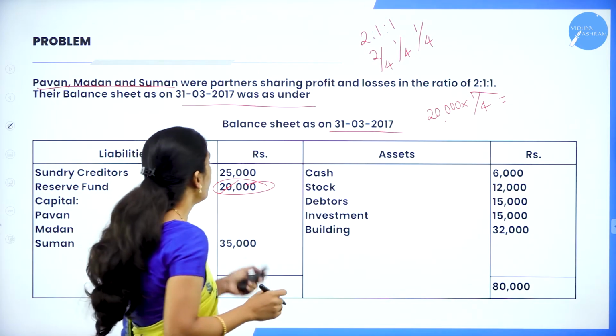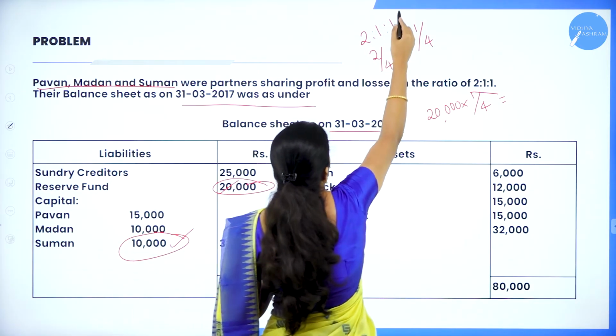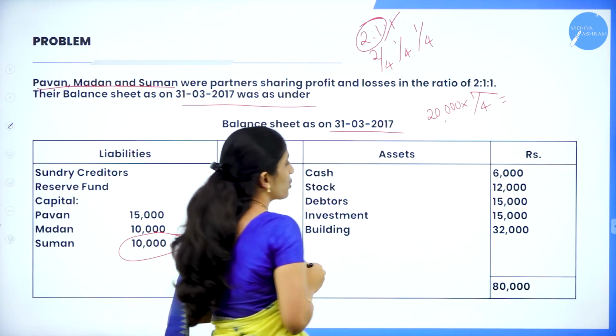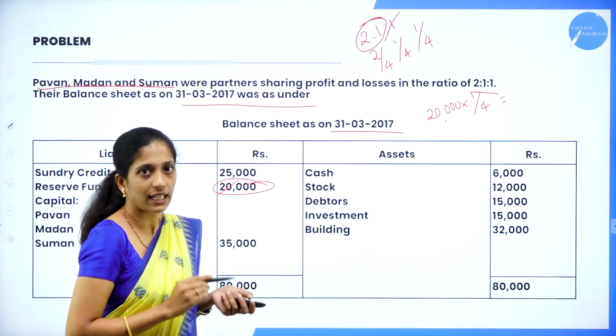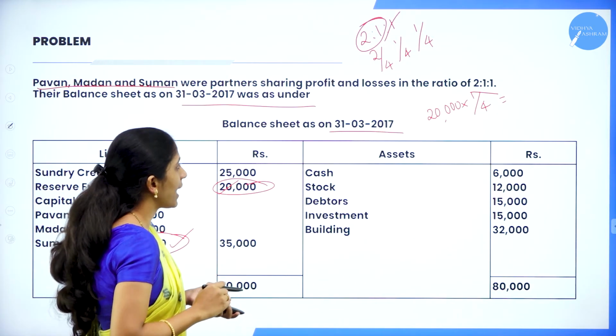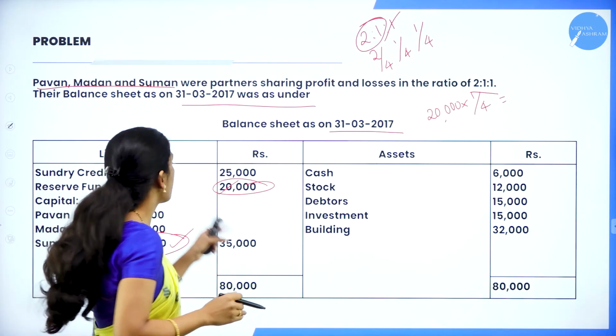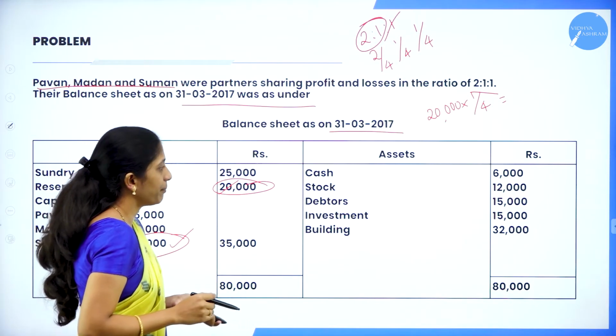2:1:1. Now who died? Suman died. So the remaining share is what? 2:1. So 2:1 itself is the gain ratio. Now that share has to be distributed among the remaining partners, Pawan and Madan.